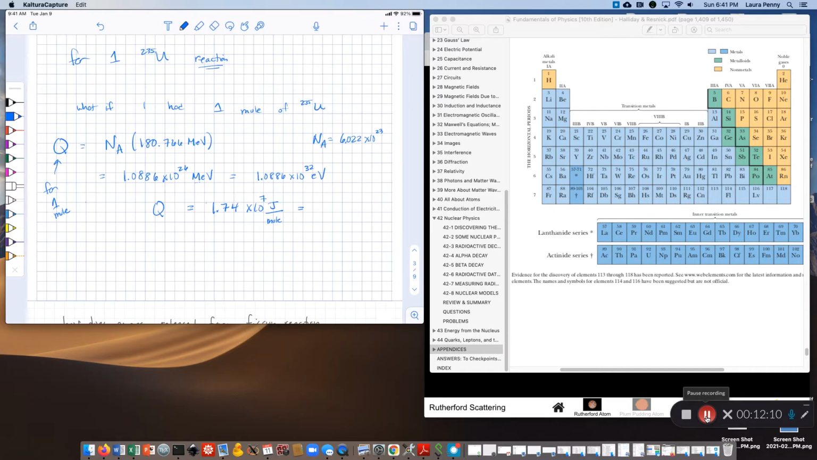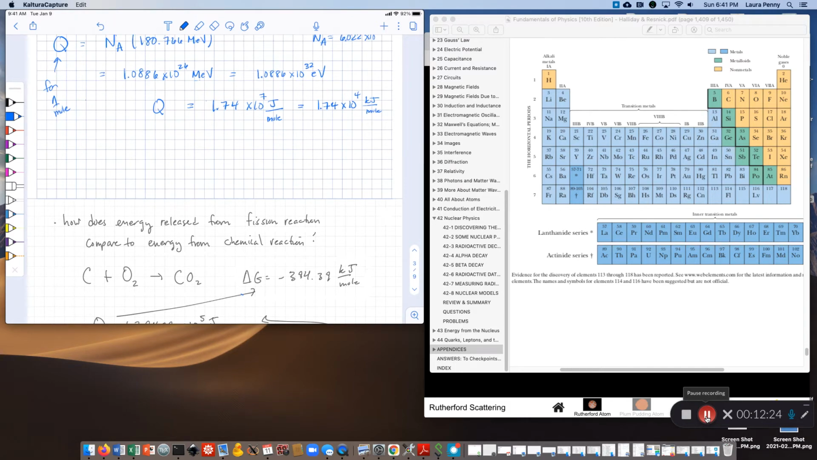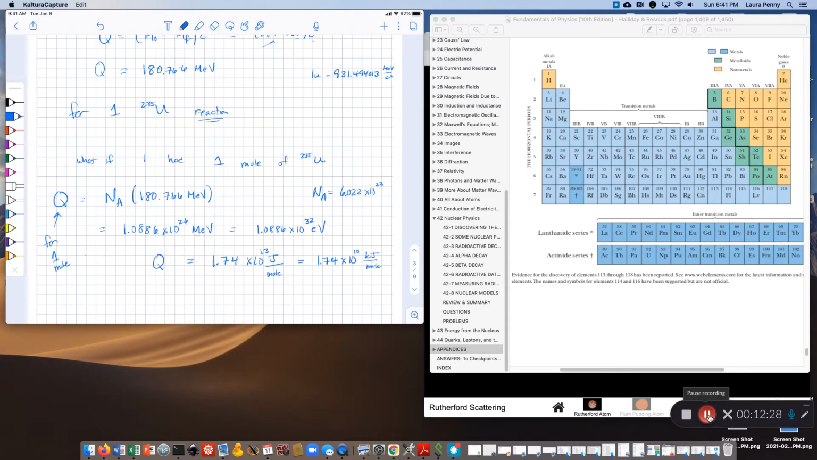Writing that in kilojoules per mole, which is more typical. Give me a second. Let me check something for a second. Yeah, sorry, I knew I was off there by something. This is actually 10 to the 13 joules per mole, or 1.74 times 10 to the 10 kilojoules per mole.